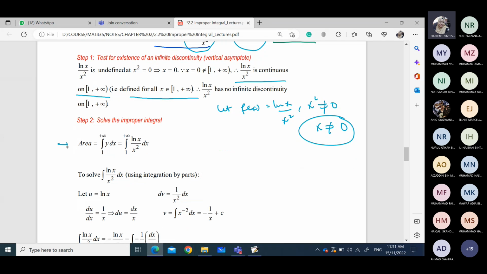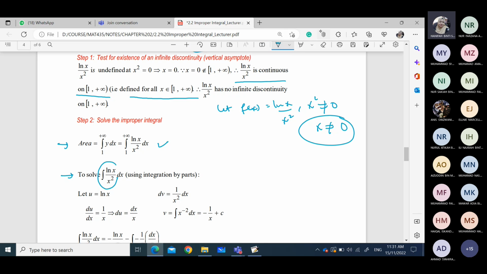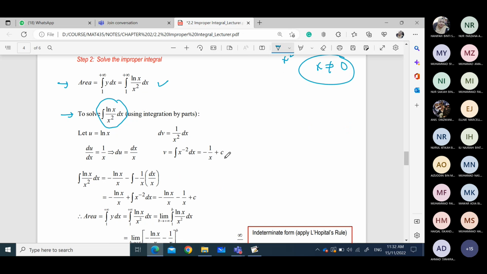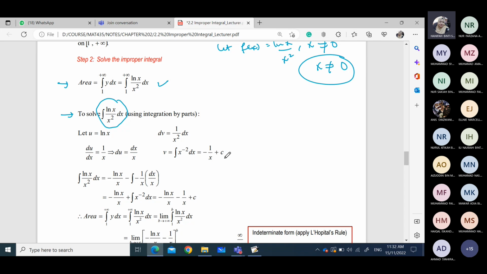So this is the area. Area is the integral of y dx, where x is 1 to infinity. So it is also equivalent to the integral of natural log of x over x squared, where x is 1 to infinity. Okay, so first of all, we solve for this integral itself, natural log of x over x squared, integrating with respect to x. Using integration by parts, since it involves two functions, natural log of x and x.